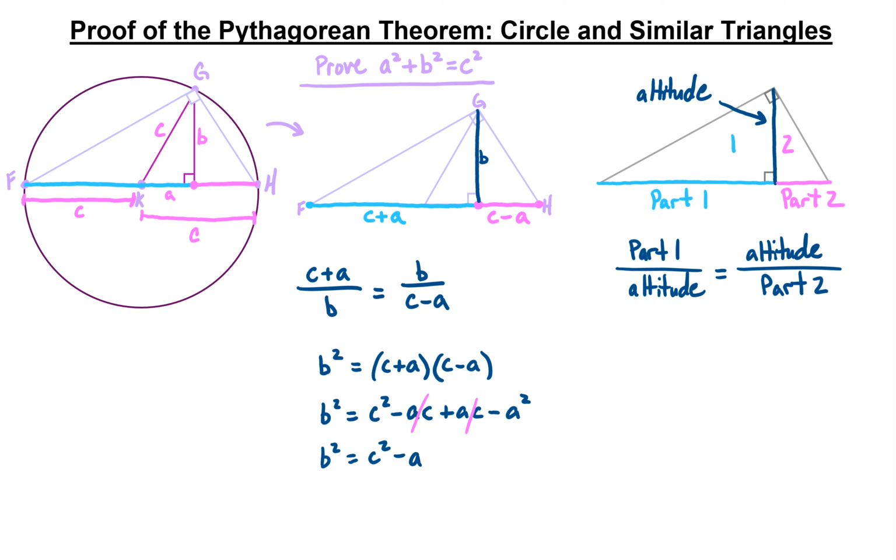And all we have to do now is add a squared to both sides of the equation. And we get a squared plus b squared equals c squared. And that's how we know that we are done. That is the proof for the Pythagorean theorem using a circle and a proportion using similar triangles.